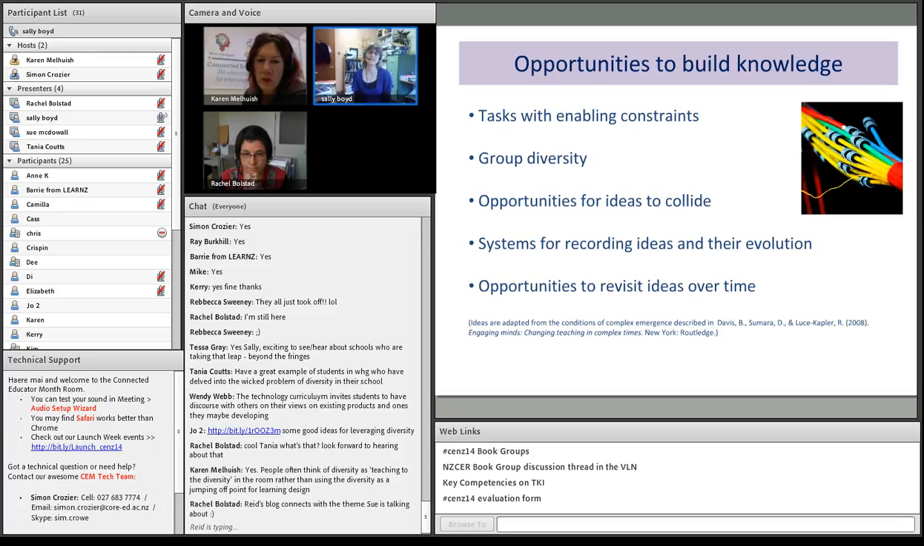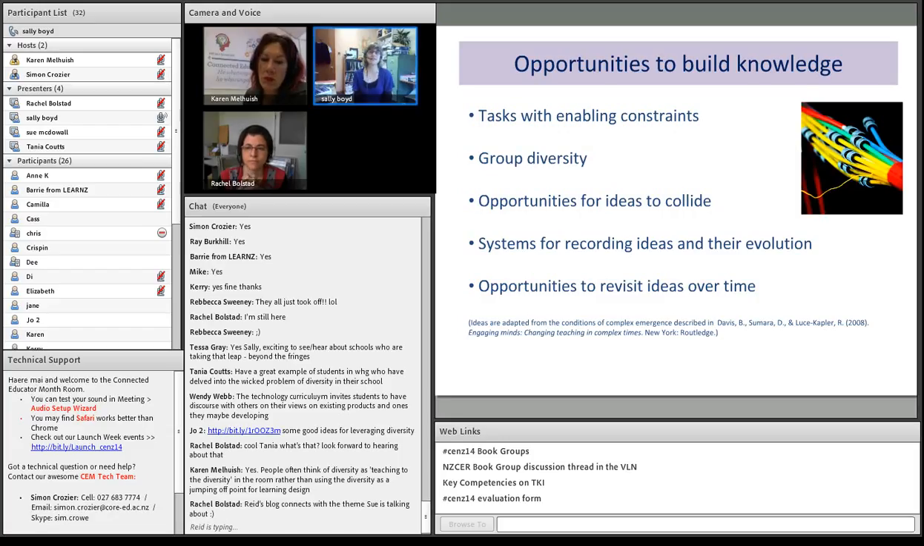One of these is tasks with enabling constraints. So that is tasks in which there is a lot of freedom, but not so much freedom that creativity is stifled. So there are some constraints. They need to be tasks that are done in groups containing diversity. So that might involve groups of students of different ages or students from different backgrounds.